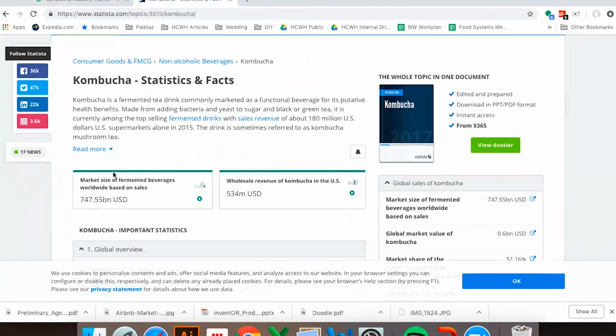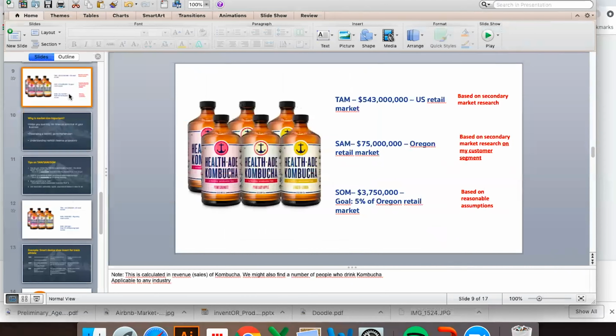Let's click on this Statista, which is a great resource for finding market research. It tells me that the global sales for kombucha were 747 billion, but it also tells me that the US sales were 534 million. This number is more helpful to me because I'm trying to launch a kombucha product in Oregon, so the more narrow the TAM can be in terms of getting me situated and understanding what the potential market is for my product is better. So let's say that the TAM was then $543 million.